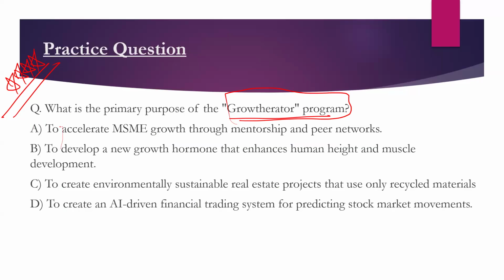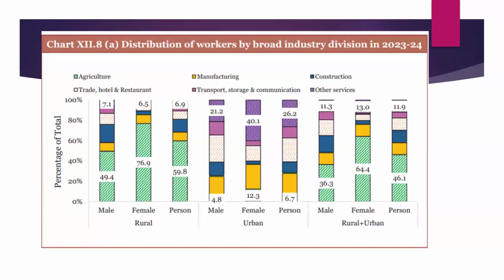Okay, very good. Actually, it will be A itself. Okay, so it is focusing on MSME growth through mentorship and peer networks. Fine. All right. So here this chapter is regarding employment.